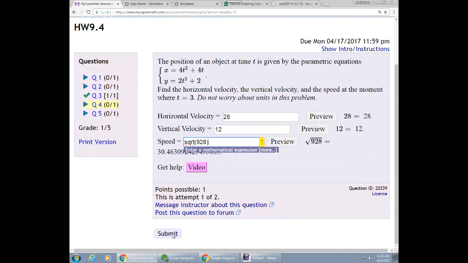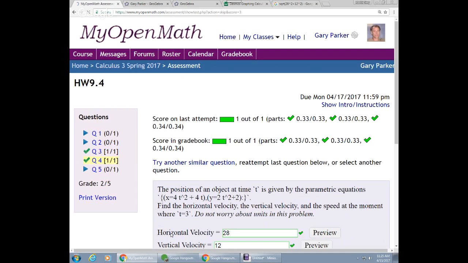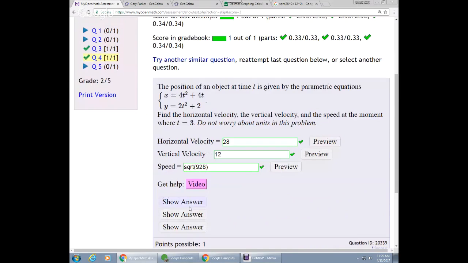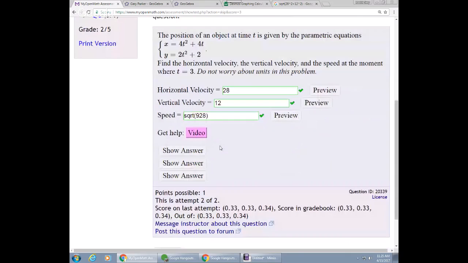Zoom out a little bit. And it's also giving me the approximation here. Submit. It liked all three. Cool. All right. I wonder if it would like that approximation.